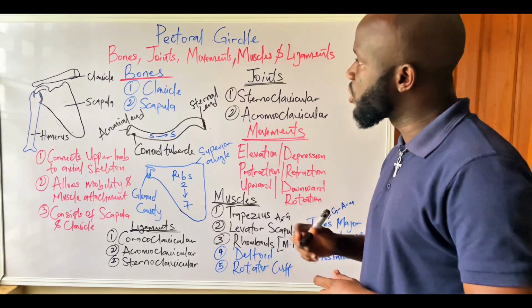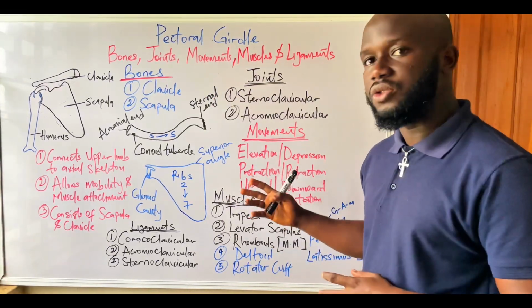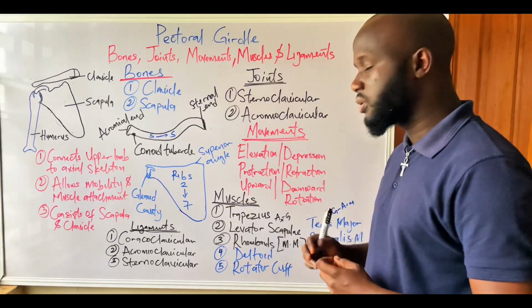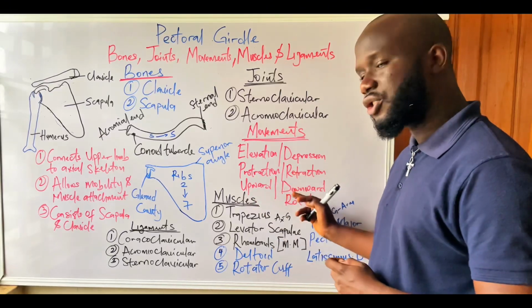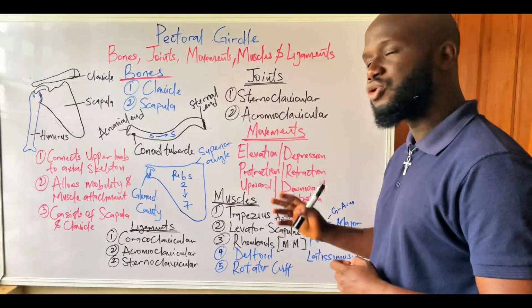Now let's move straight to the movements that are possible in the pectoral girdle. The movements that are possible in the pectoral girdle are elevation and depression, protraction and retraction, upward rotation, and downward rotation.